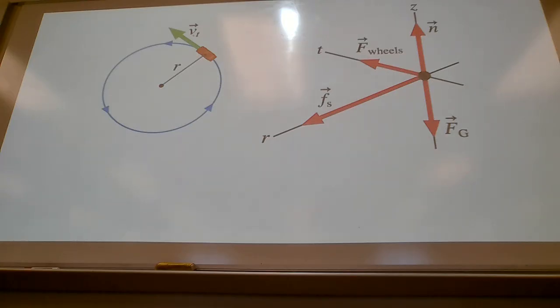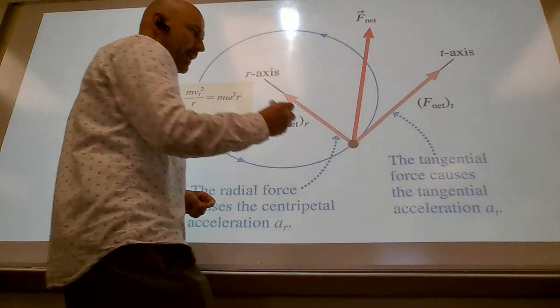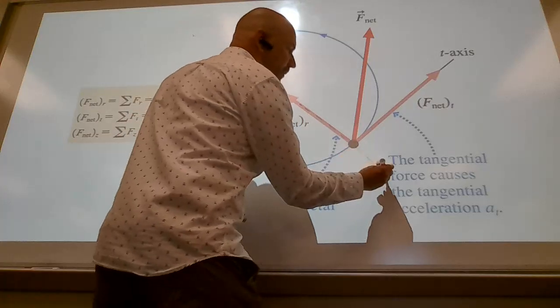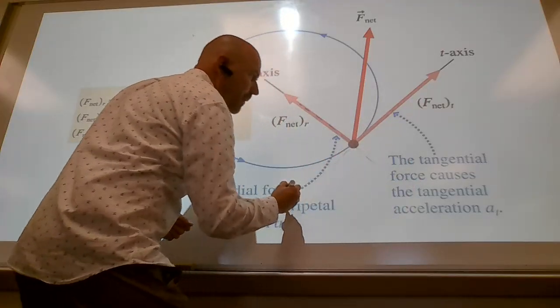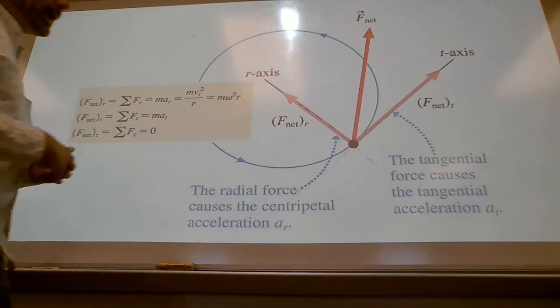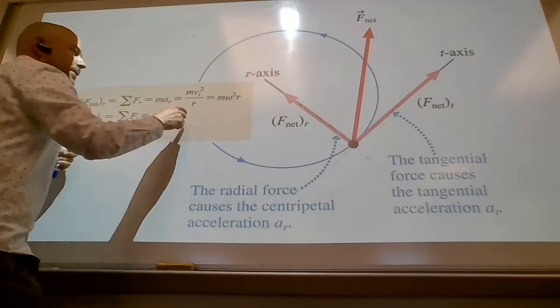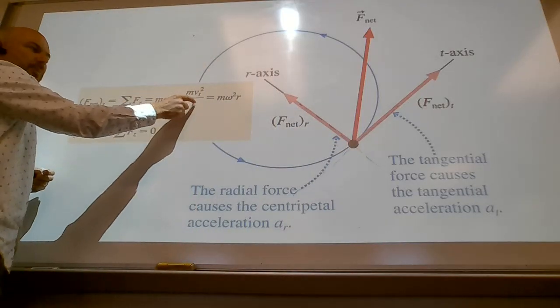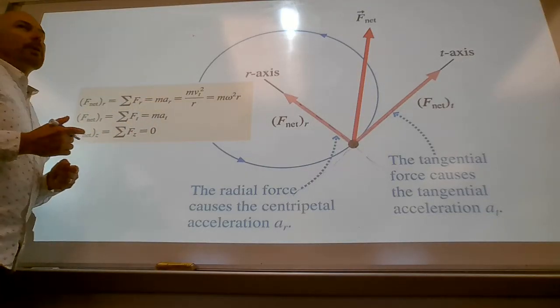Okay, so what we will do is we will break this up. We will make our axes in such a way that one of those is always going towards the center of the circle. And then the other one is going tangent to the circle, which enables us to say the sum of the forces in this radial direction is equal to centripetal acceleration.